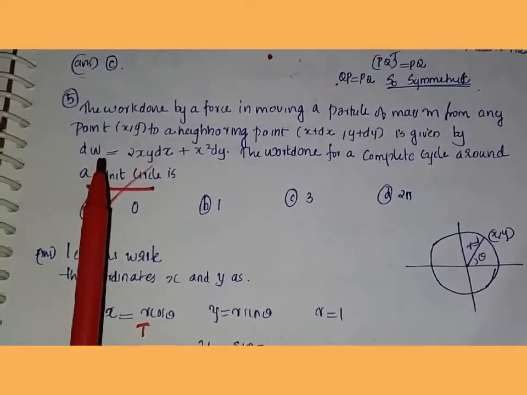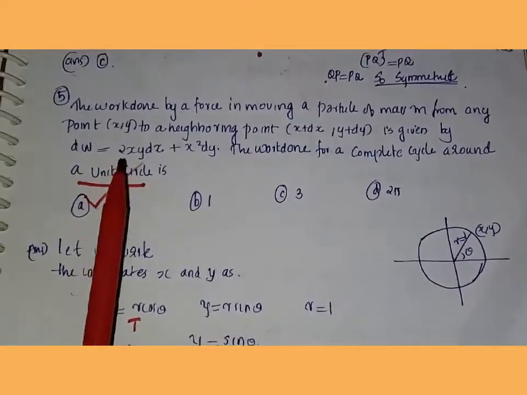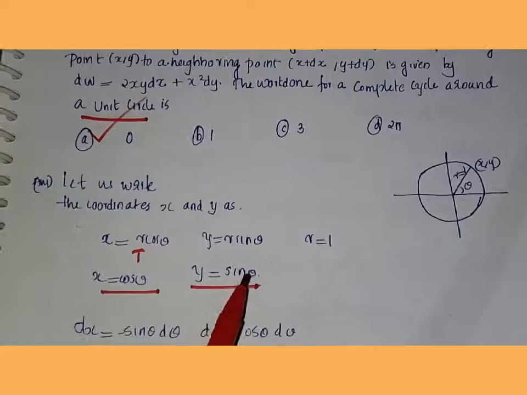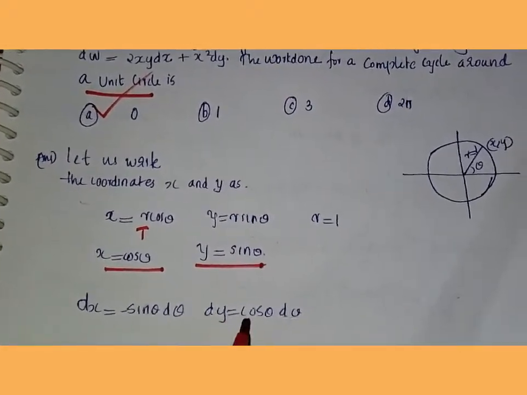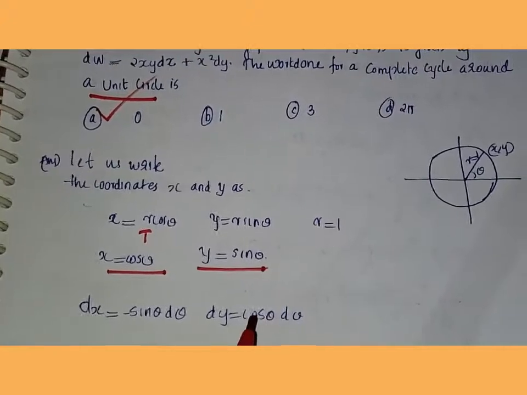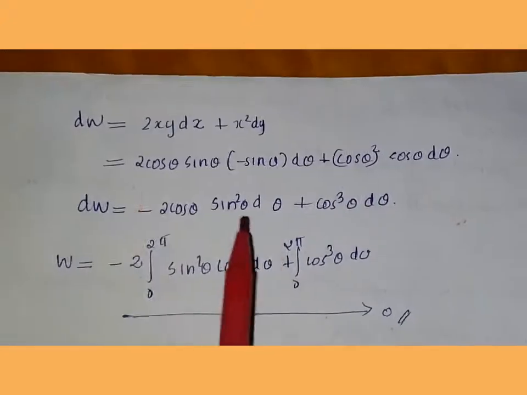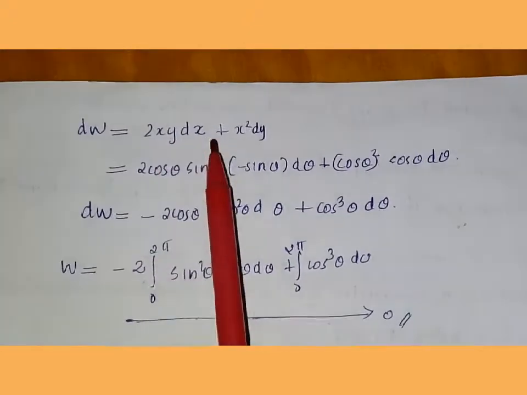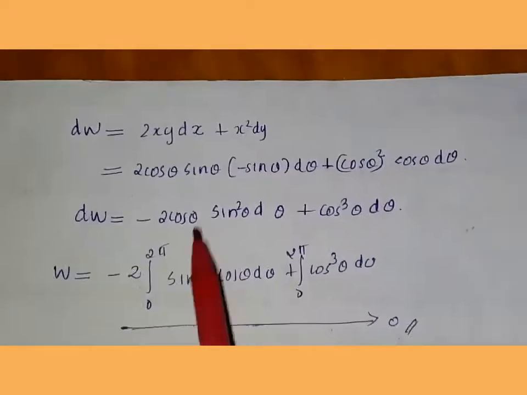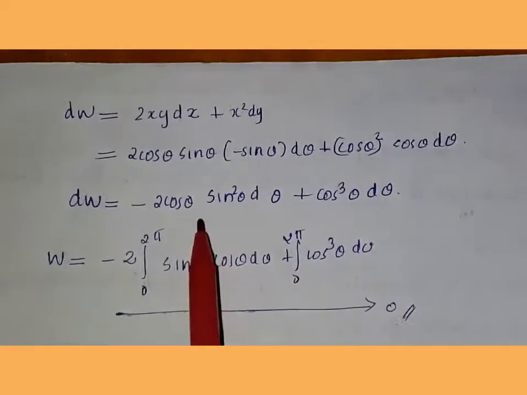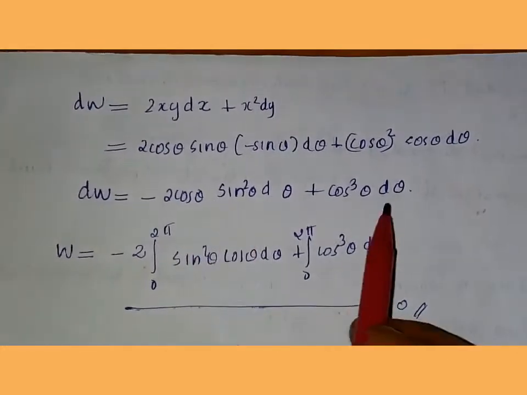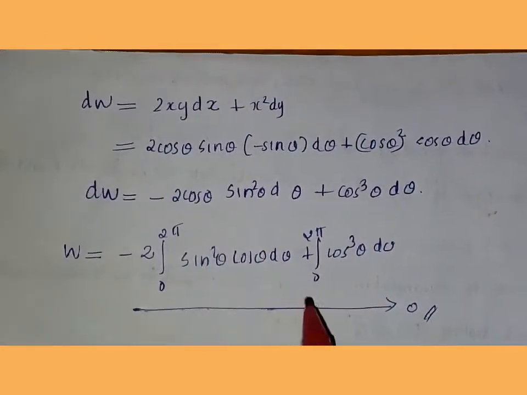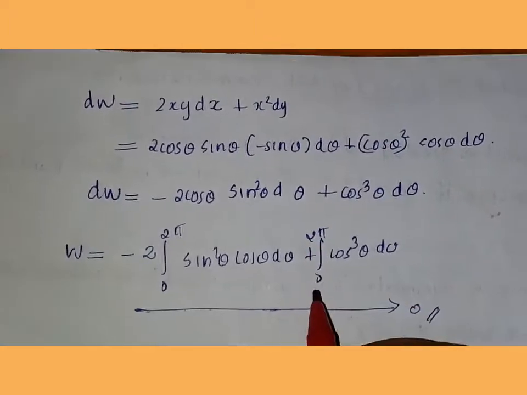So we have to substitute in work done, that is x equal to cos theta and y is equal to sin theta, and dx equal to minus sin theta d theta, dy is equal to cos theta d theta. Okay. So after putting x, y and dx and dy, we get the expression like this. And we have to find the integration of these two terms in a complete cycle, that means 0 to 2 pi.